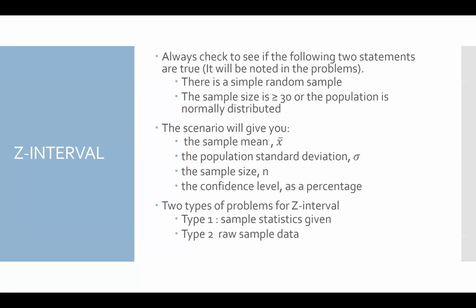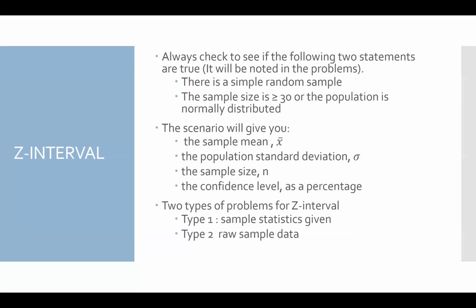And then our sample size has to be greater than or equal to 30, or we have to know that the population is normally distributed. Okay, so if you know it's normally distributed, you're good to go, regardless of the sample size. If you do not know that it's normally distributed, it's some unknown distribution, then your sample size needs to be greater than or equal to 30.